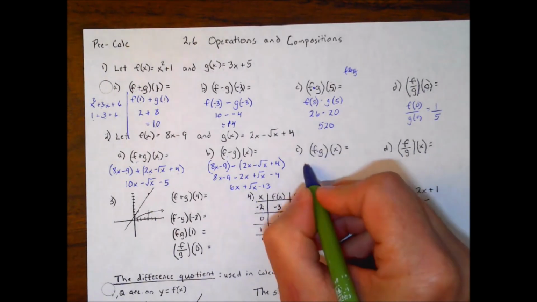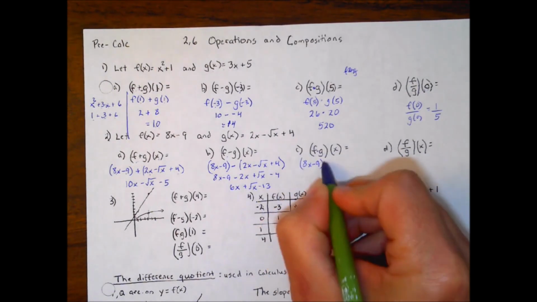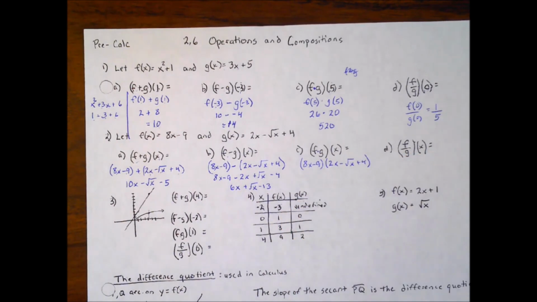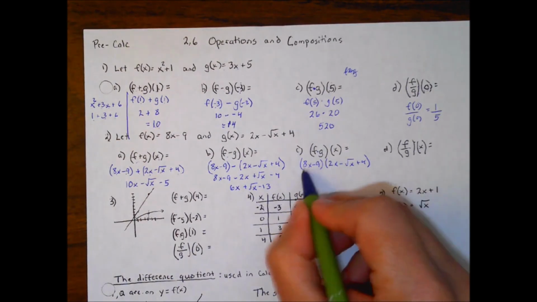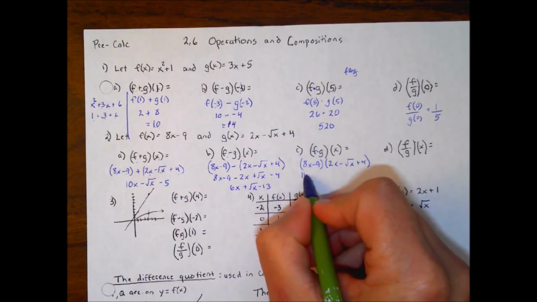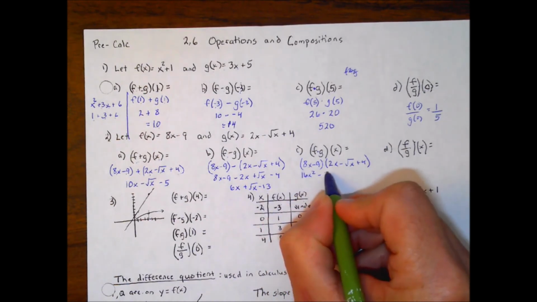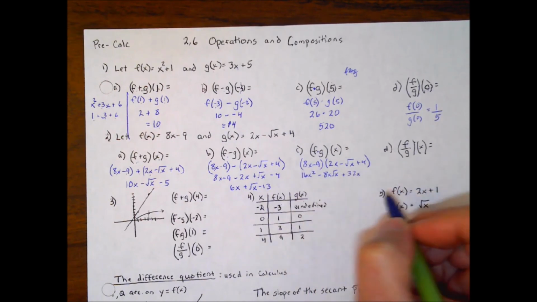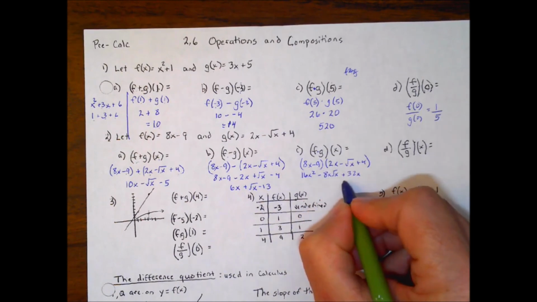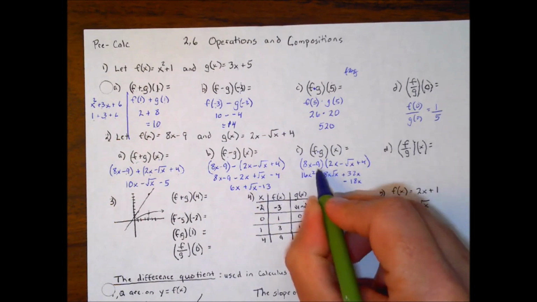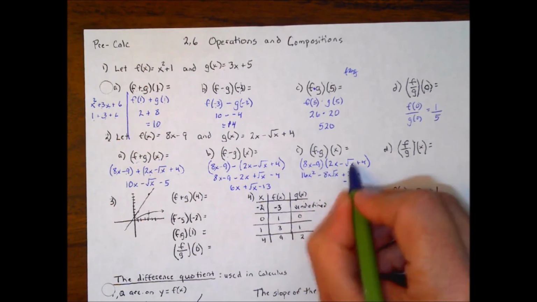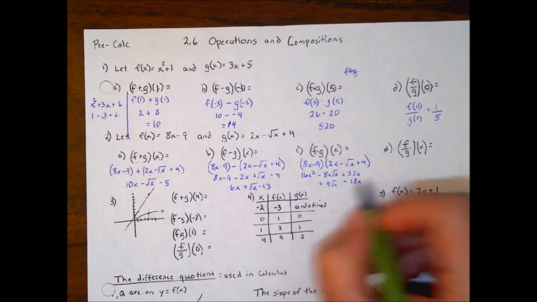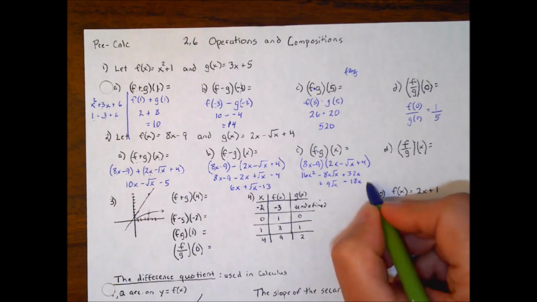Multiplying these together, we would take 8x minus 9, and we multiply it by 2x minus the square root of x plus 4. This one's going to take a little bit of work, but we can multiply, distribute through. That times that is 16x squared minus 8x square root of x plus 32x minus 18x plus, multiply this together, be plus 9 square root of x, and then lastly negative 36.